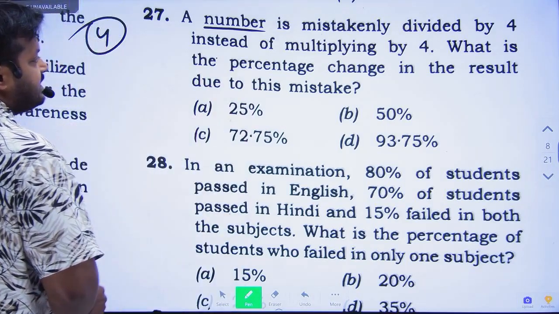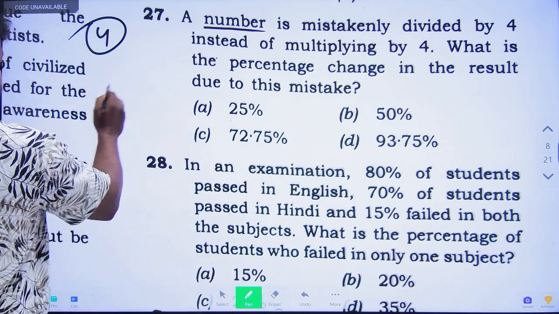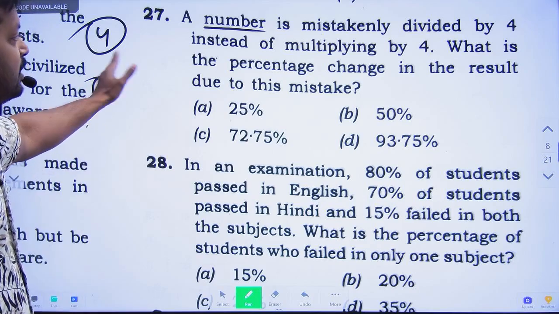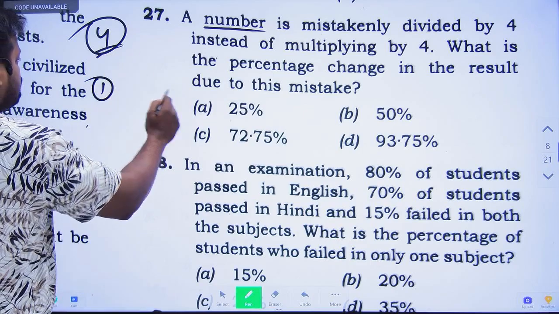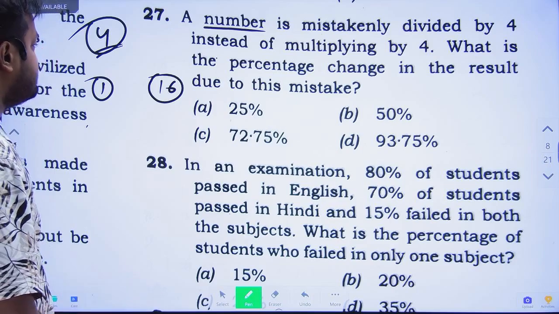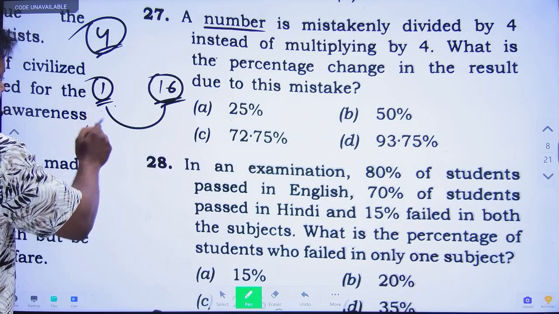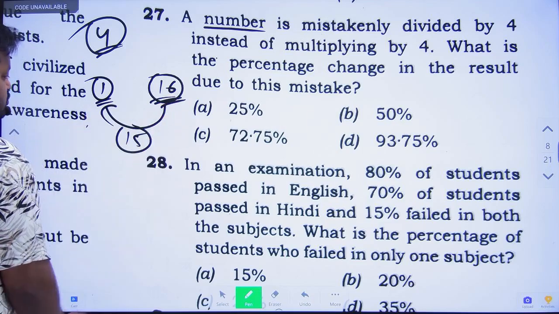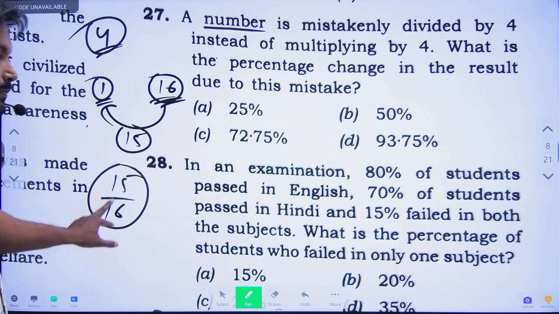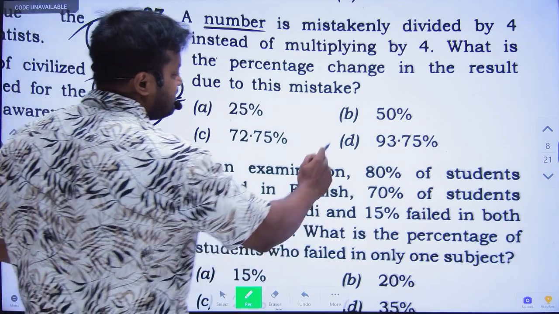So the number is mistakenly divided by 4. If I divide 4 by 4, the result will be 1. Instead of multiplying by 4, if I multiply 4 by 4, it will be 16. What is the percentage change due to the mistake? This is the actual value, this is the mistaken value. So the difference is 15 on the base of actual. So 15 by 16: 16 by 16 is 100%, 1 by 16 is 6.25%, so 100% minus 6.25% is 93.75%.